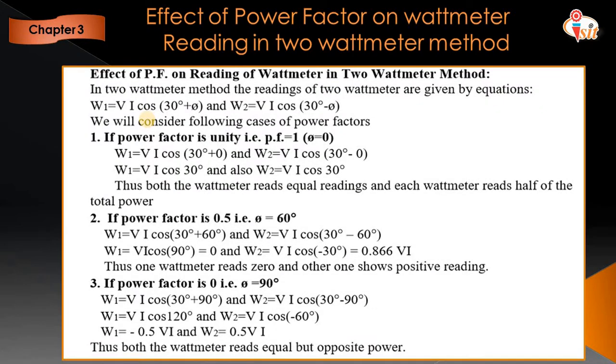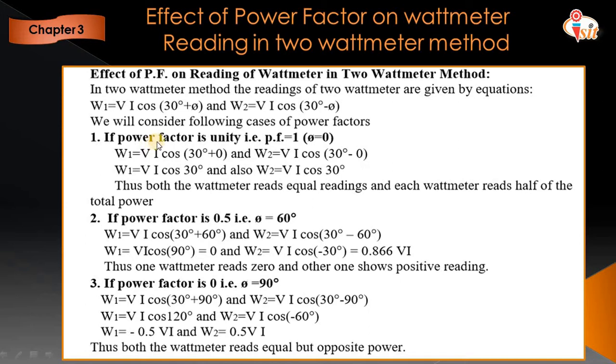What is the meaning of the effect of power factor on wattmeter reading in the two wattmeter method? It means that when the power factor of a load changes, how will it affect the reading of the two wattmeter method. Now see here, in the two wattmeter method the reading of W1 is equal to VI cos(30 plus φ) and W2 is equal to VI cos(30 minus φ).